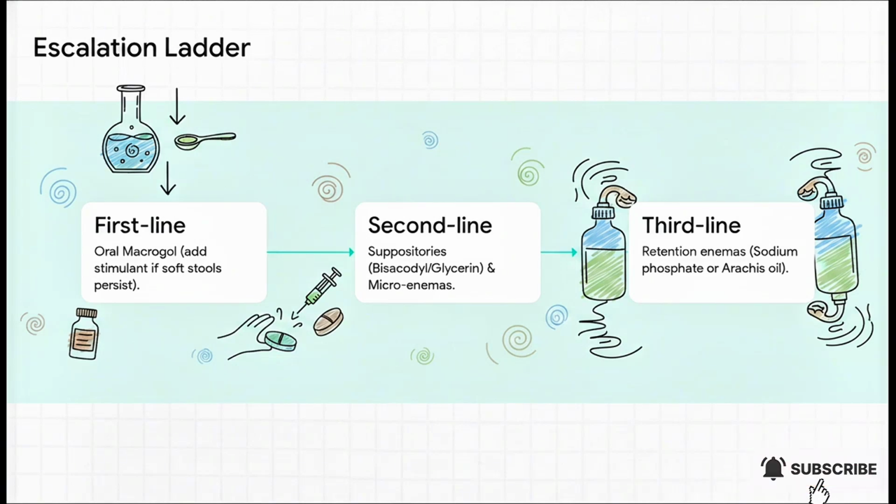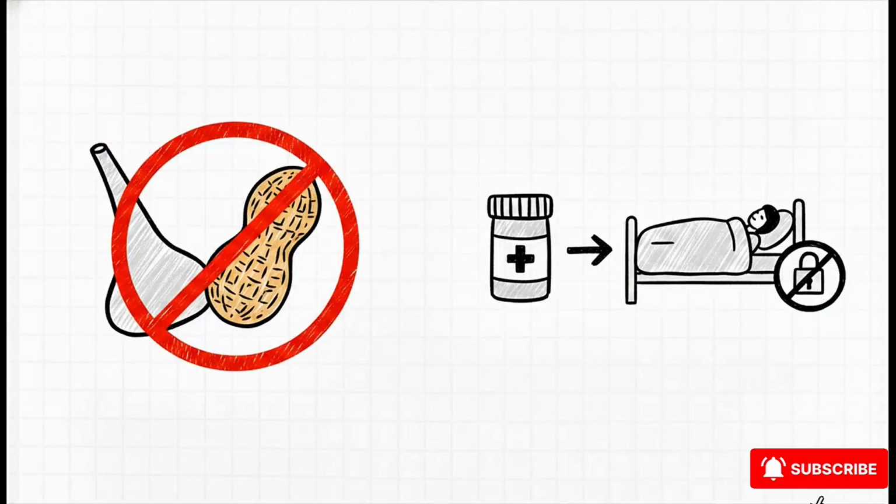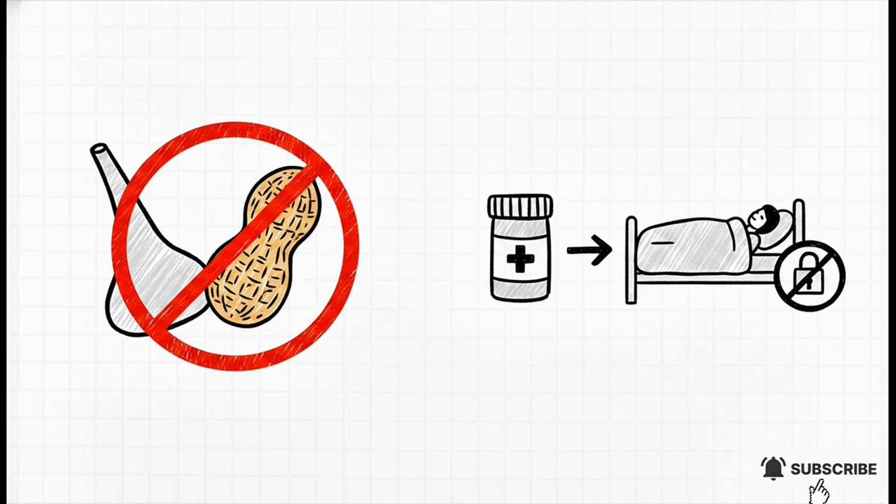And if that still doesn't do the trick, we move to the third line: larger retention enemas using sodium phosphate or arachis oil. But wait, before you administer those third-line medications, you absolutely must check for contraindications. Patient safety is literally on the line here. Arachis oil enemas? Strictly prohibited if your patient has any history of a peanut hypersensitivity. It can cause a severe allergic reaction. Also, Dantron is highly restricted. It's only indicated for treating constipation in terminally ill patients, so it is completely off the table for general use.